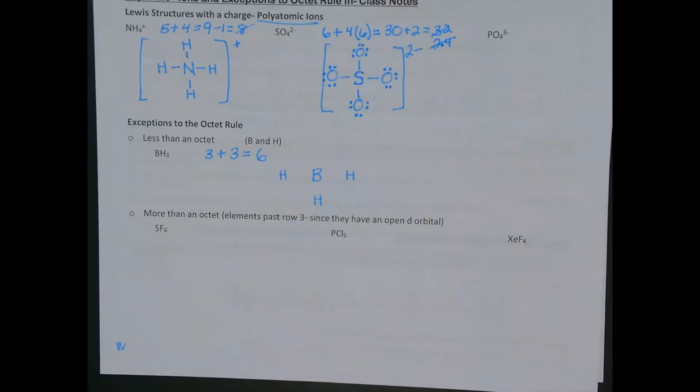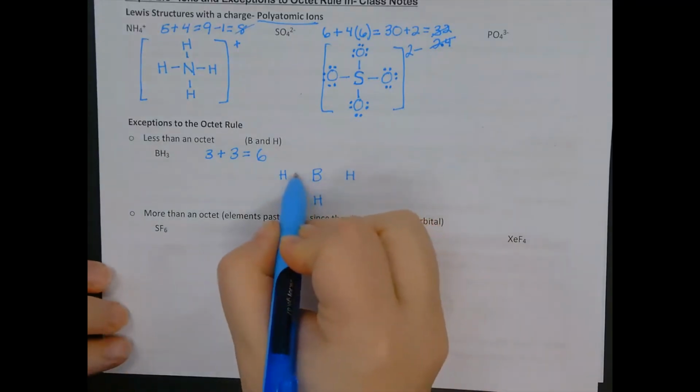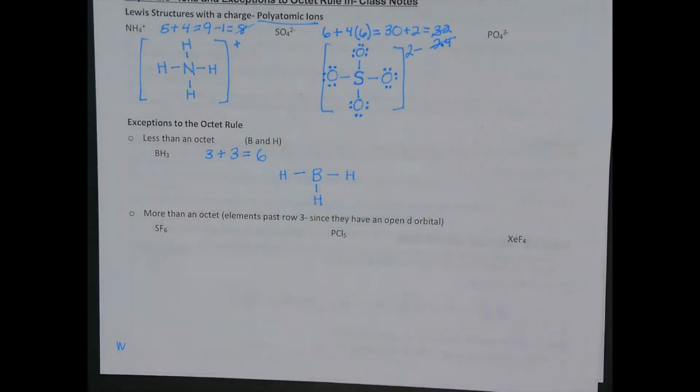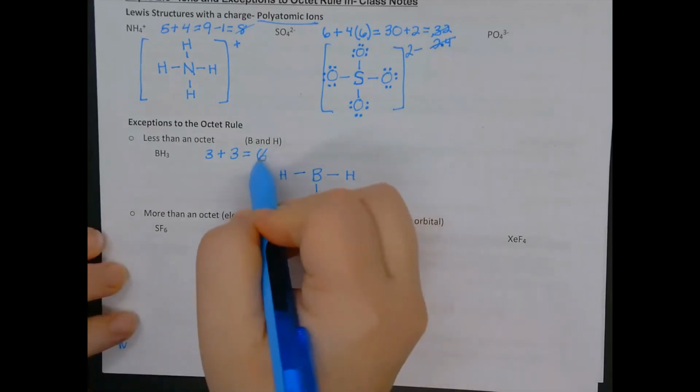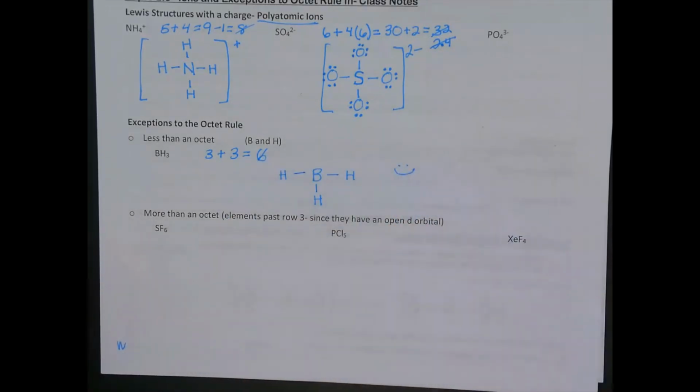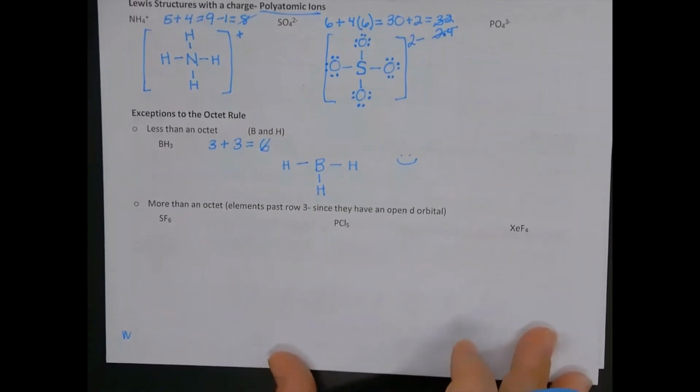And then how should we bond them together? What should we put? Single bond. And each of those bonds represents how many electrons? 2. So we've used all 6, and we are done, and this is nice and happy. Right? So exceptions to the rule, boron has less than an octet. And we just accept it. It's just part of what boron does.